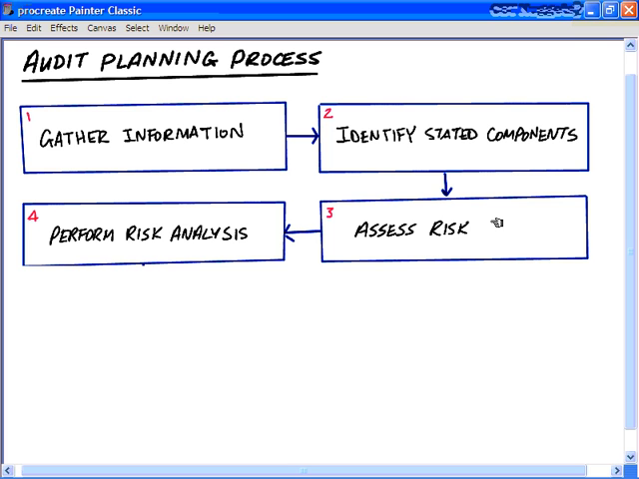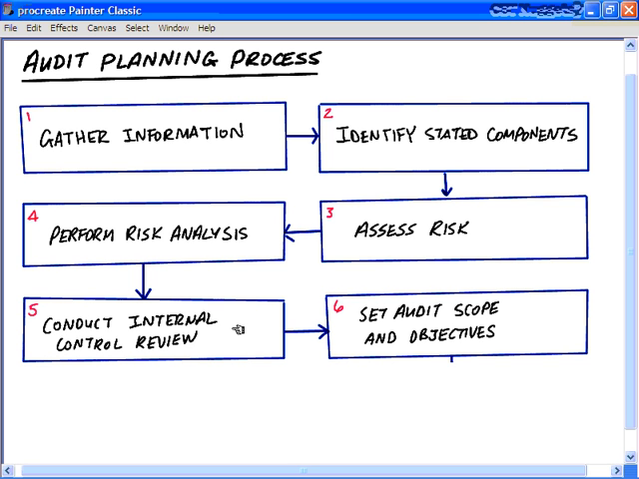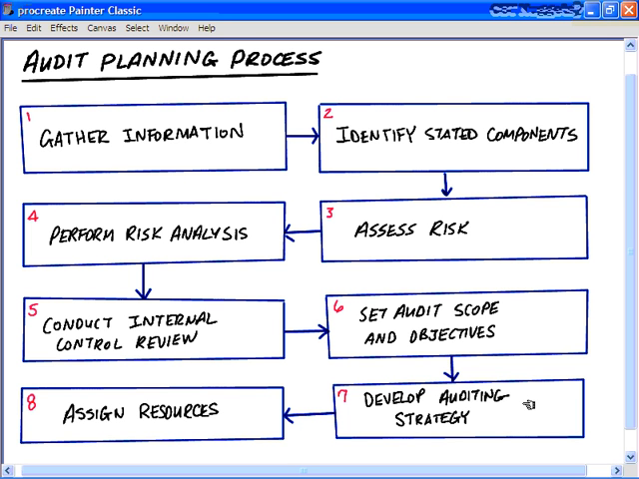The third step is to perform a risk assessment, looking at any privacy impact analysis. This should be led by the management or decision makers. Then, plan to perform risk analysis. We'll talk more about risk assessment and risk analysis later on in this CISA series. The fifth step is to plan for conducting an internal control review, then setting your audit scope and objectives. For example, are you just auditing the financial aspect of the organization? Are you just auditing the security policy of the organization? The seventh step in the planning process is to develop an auditing strategy or an auditing approach.